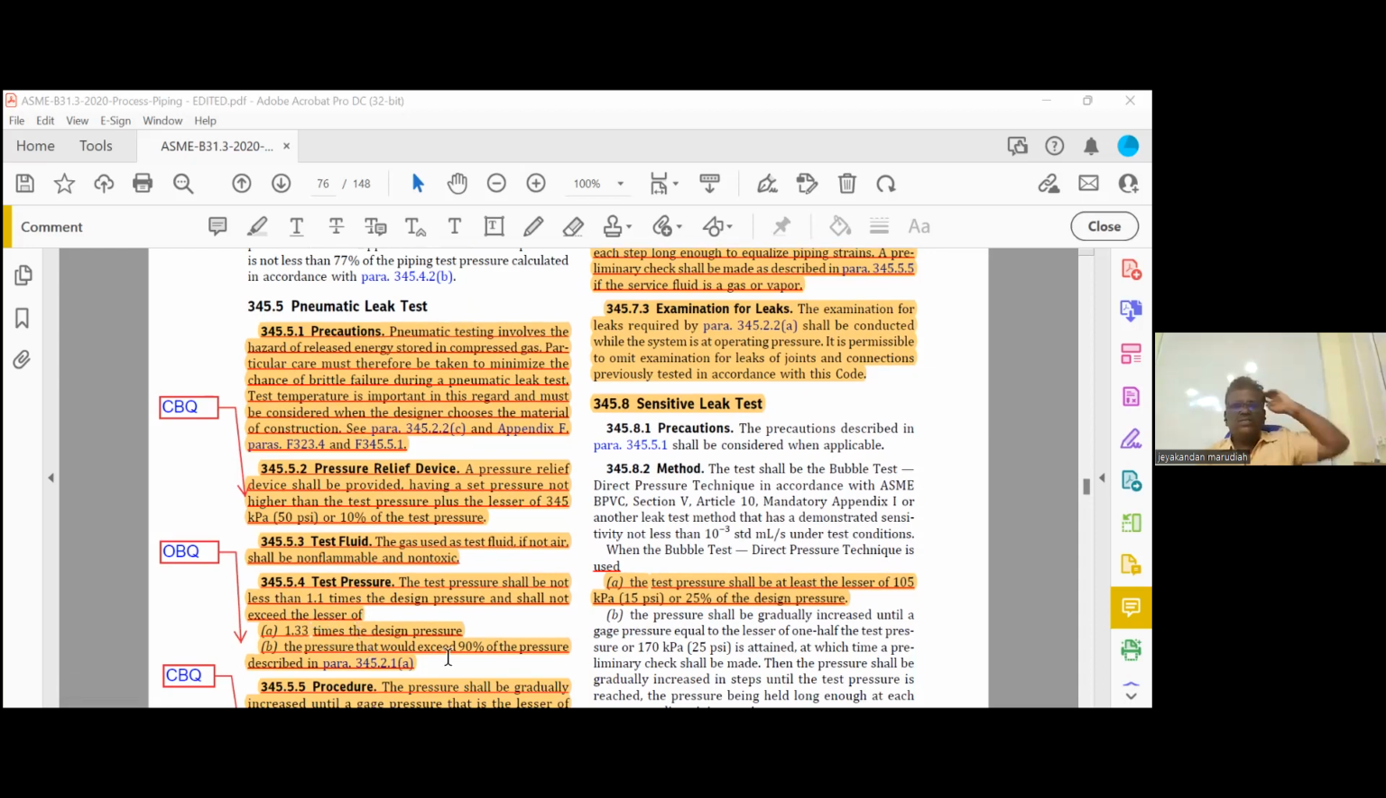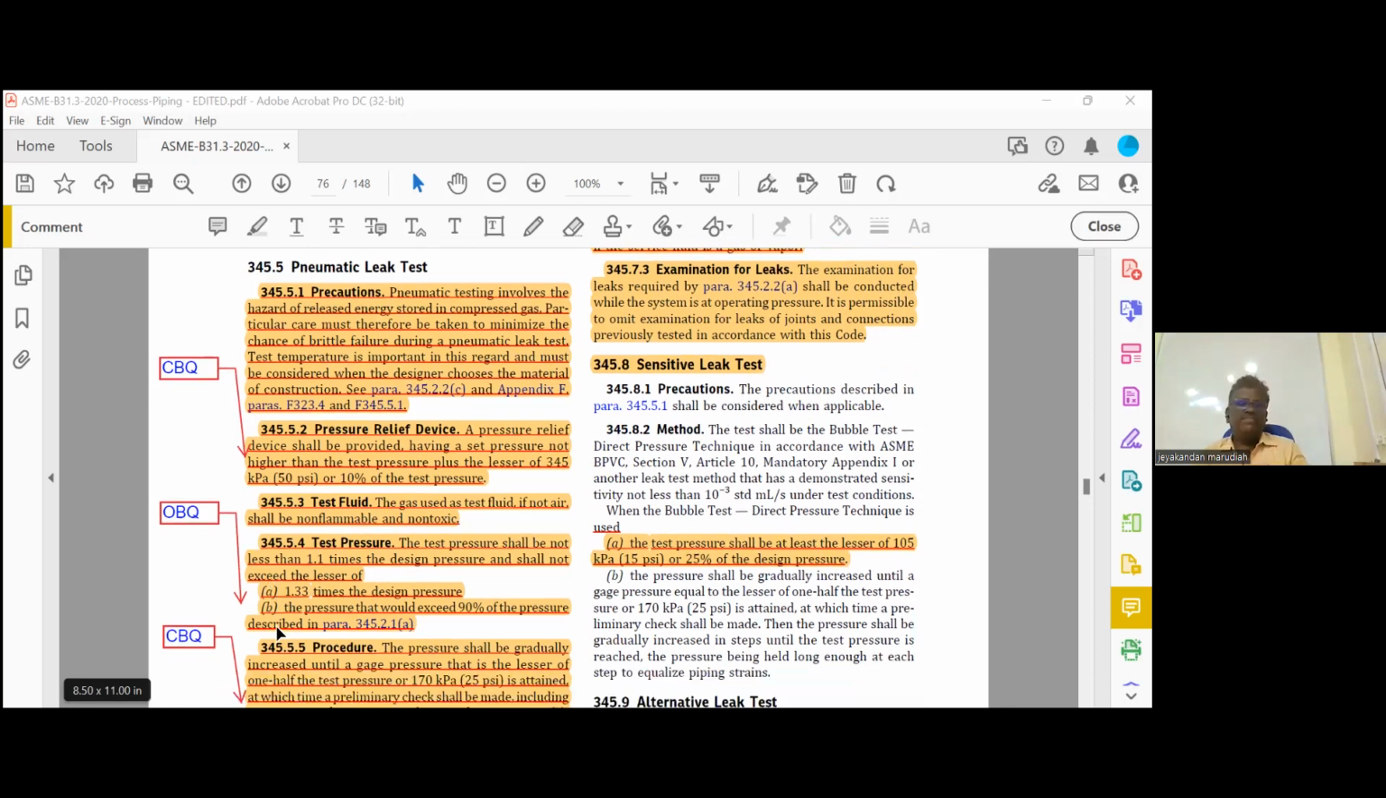The next one is not needed, because 90% of the time the hydro test will be 1.33 only. So don't worry about B. The pneumatic test pressure is 1.1 times the design pressure. The maximum pressure allowed for pneumatic is 1.33.